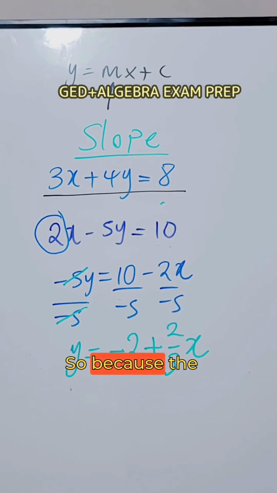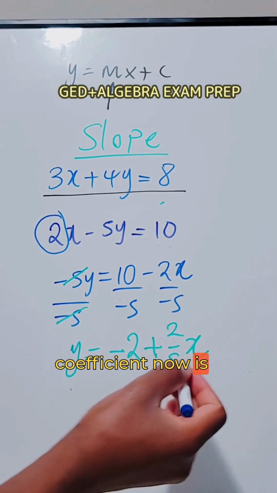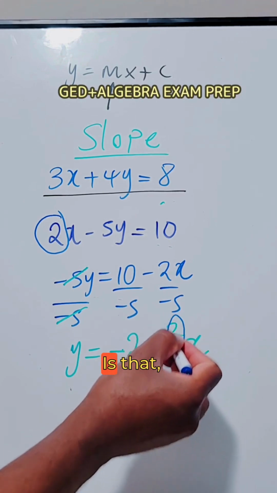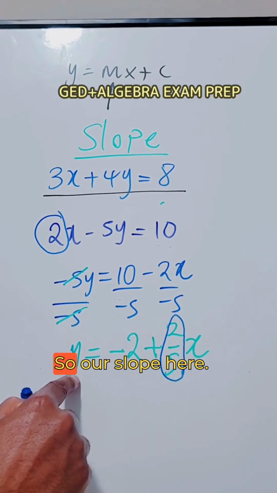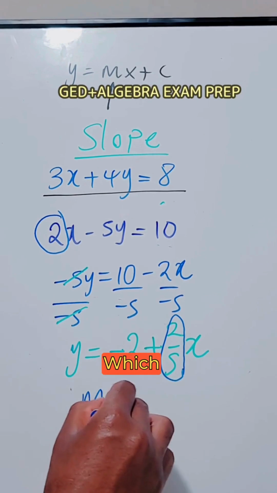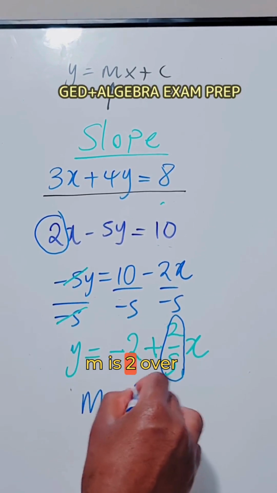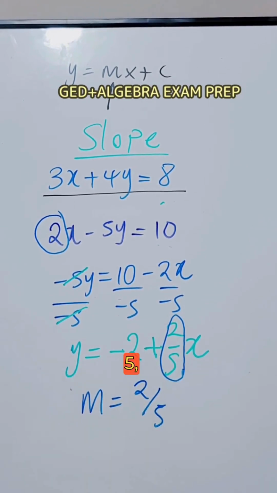Okay, so because the coefficient now is that, our slope here, which we normally denote by m, is 2 over 5.